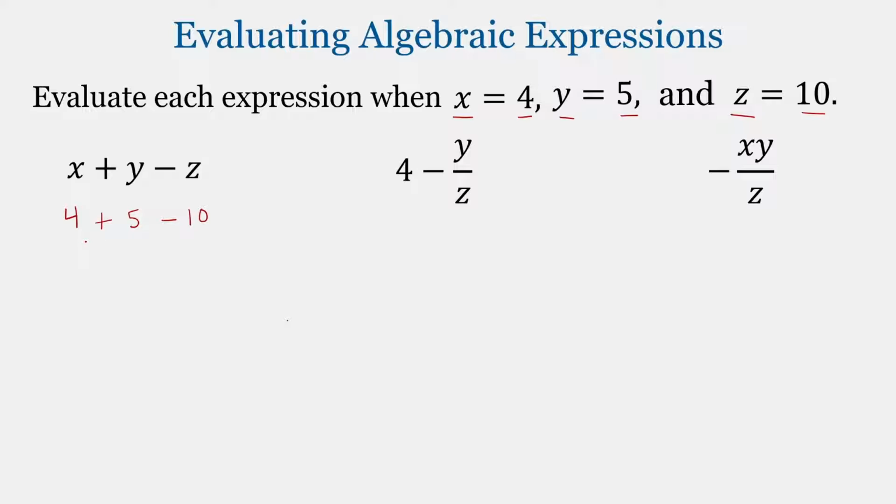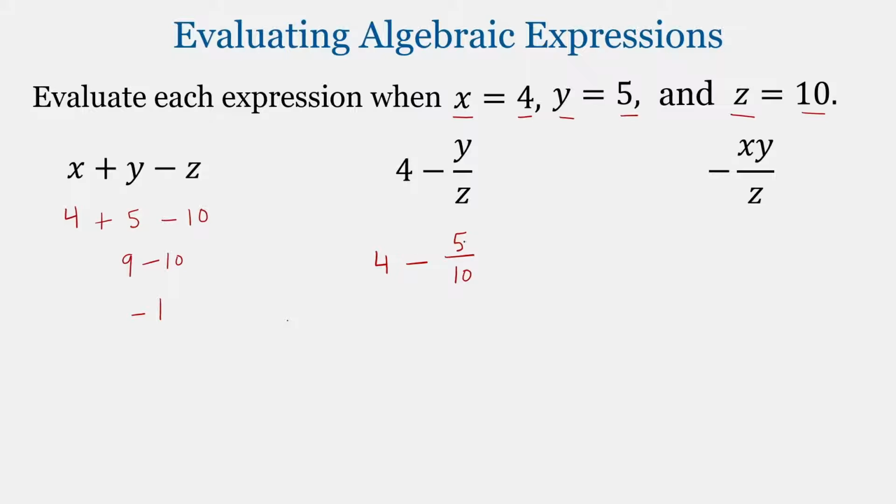That leaves us with 4 plus 5 minus 10. 4 plus 5 is 9. So we have 9 minus 10. And then that comes out to -1. For the second problem, we have 4 minus y divided by z. So we have 4 minus, so the value for y is 5, and the value for z is 10.